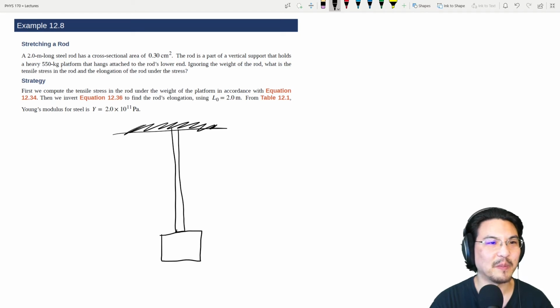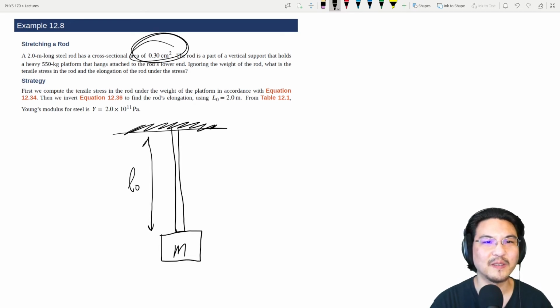And we know the mass is 550 kilograms. We know the original length of the rod is 2 meters. We know its cross-sectional area. Okay, and then what are we looking for? What is the stress and elongation, meaning the change in length?